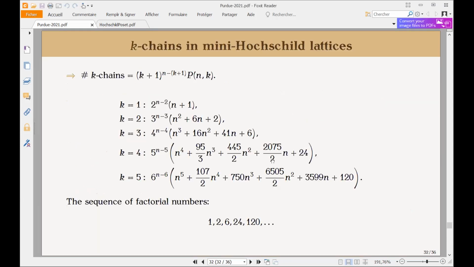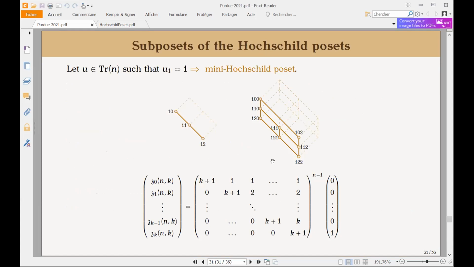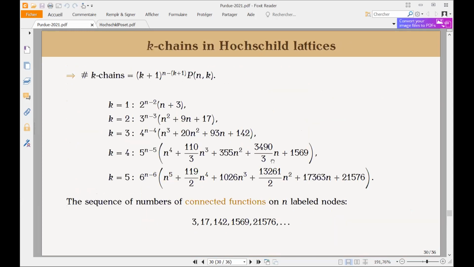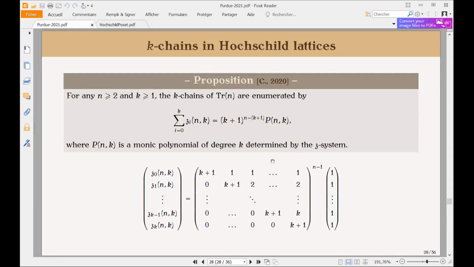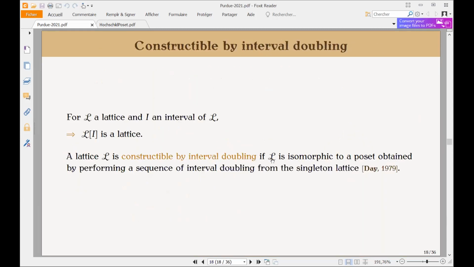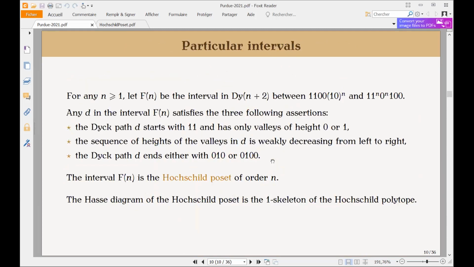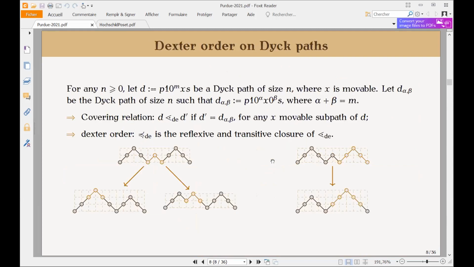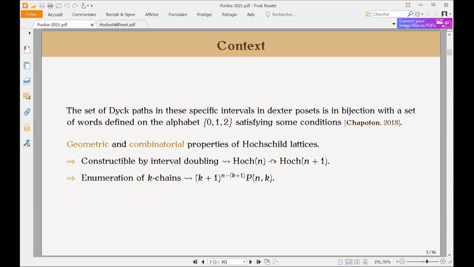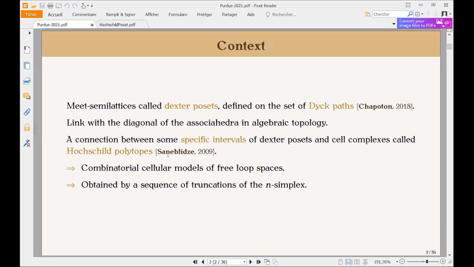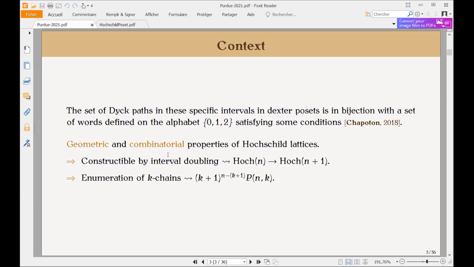So is that related to his work somehow, or you define these posets? What significance do they have? For the mini Hochschild? No, just the regular one even. Yeah. Why I define? I'm not sure to understand the question. I think he's asking for the name. Why is it called Hochschild? Right, just because it's the Hochschild polytope, because it's the one skeleton of this polytope, just for that.